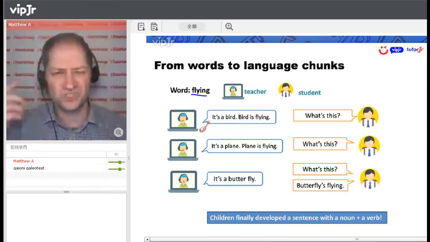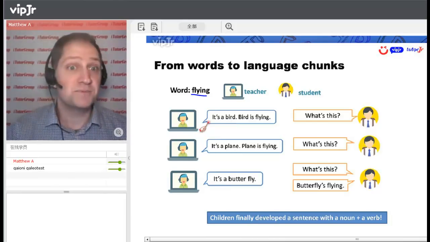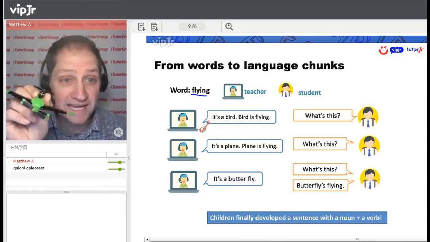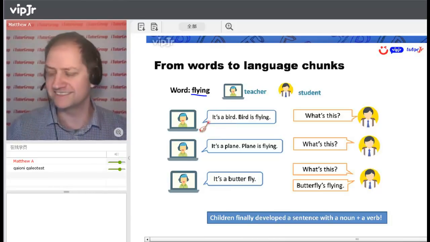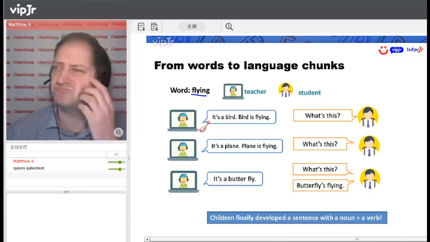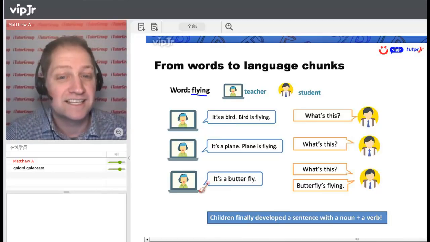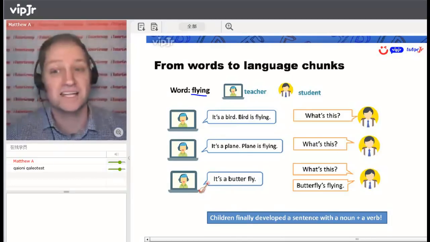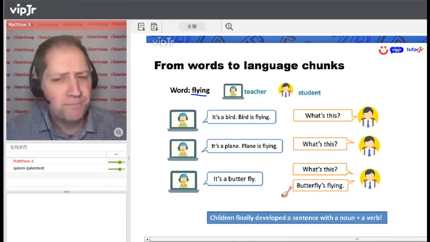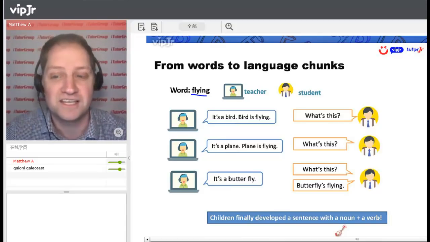Flying. And the student's still scratching their head. What's this? So maybe you use another example. You say, it's a plane. Plane is flying. Maybe they're still, what? Flying? I don't know. And finally, maybe it's a butterfly. And then they get it. Butterfly is flying. So finally, they've been able to put a noun together with a verb.